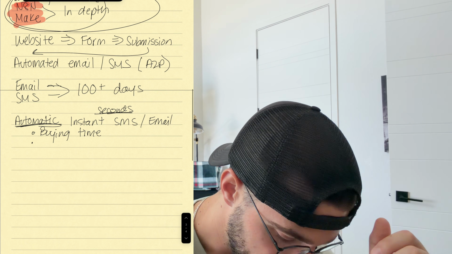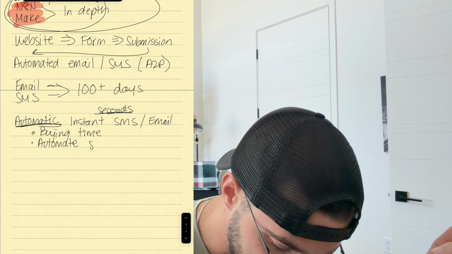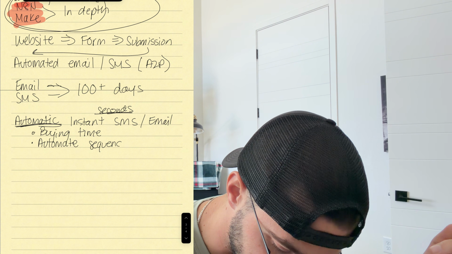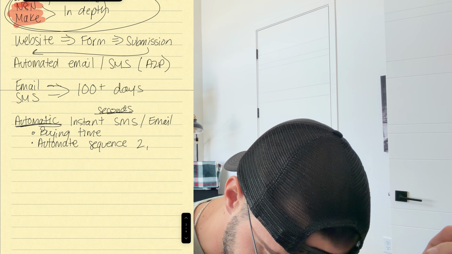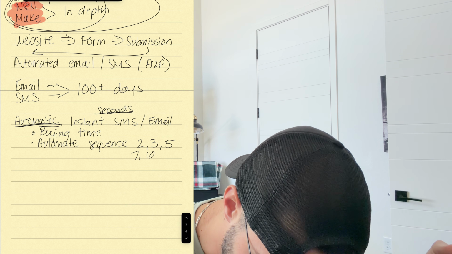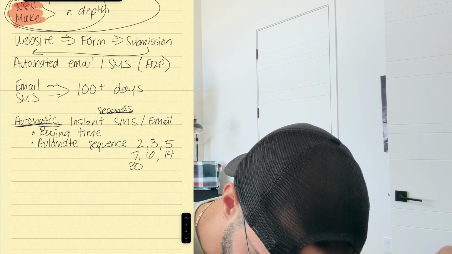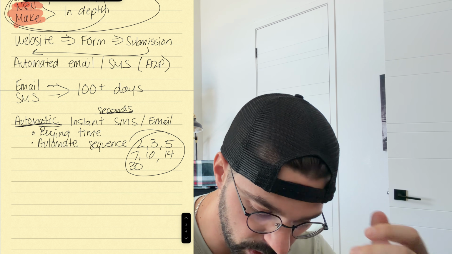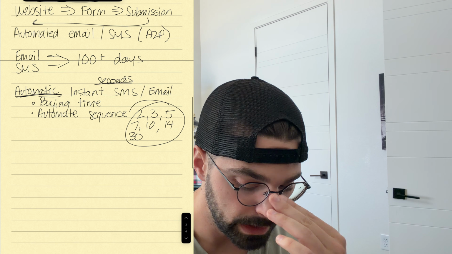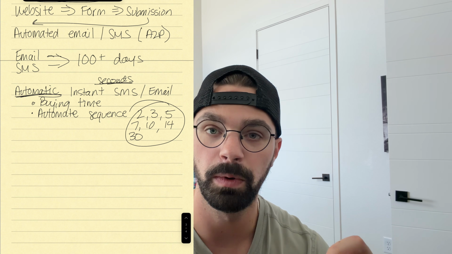And the cool part is that you can then automate the sequence if they don't answer, right? So you can have it sent on day 2, then on day 3, maybe then day 5, and then 7, 10, like 14, then you can go like 30 days out, right? Like, you get the picture. You can basically build out a 100-day sequence where you're automatically texting, emailing, and then you're implementing a call process within that.